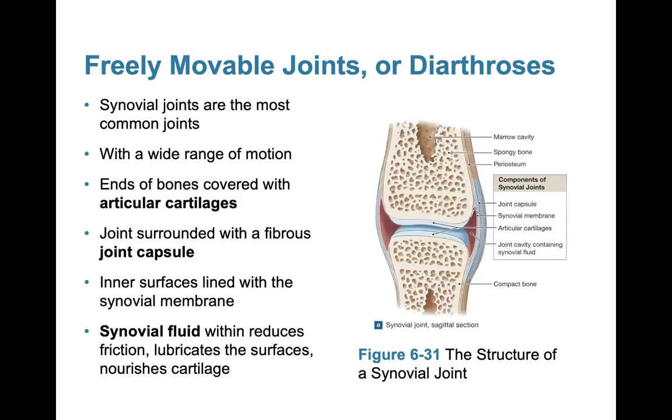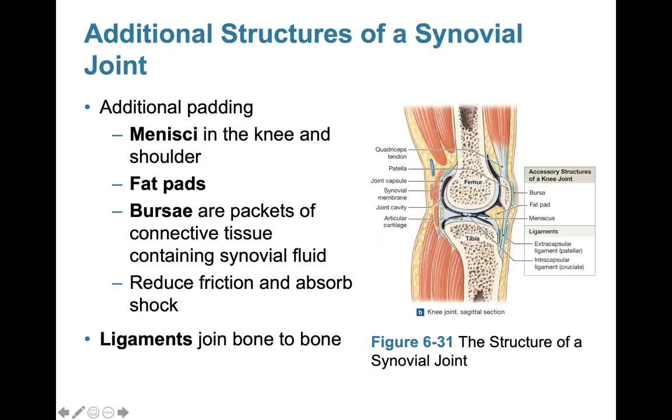Freely movable joints, synovial joints are the most common. They have a wide range of motion. The ends of bones are covered with the articular cartilages, and then this will be surrounded by a fibrous joint capsule. And then in between, there's a synovial fluid, which reduces the friction, lubricates the surfaces, and nourishes the cartilage. As you can see here, we have that space, and the space is filled with fluid.